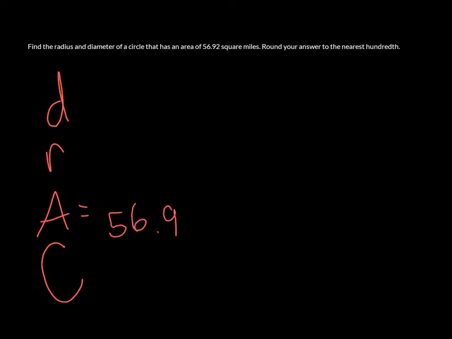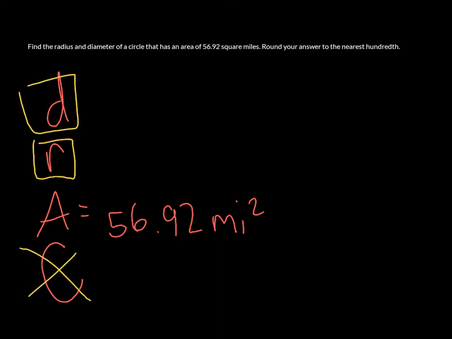So I'm going to start like I always do with my circle problems, right with card. And I'm going to label the information that I know. This time they gave me the area. It was miles squared. Okay, they want me to find the radius and the diameter. And you'll see that I don't have any information about the circumference, and it doesn't ask me to find the circumference. So I can cross that off. Okay, I'm ready to go ahead and get started.